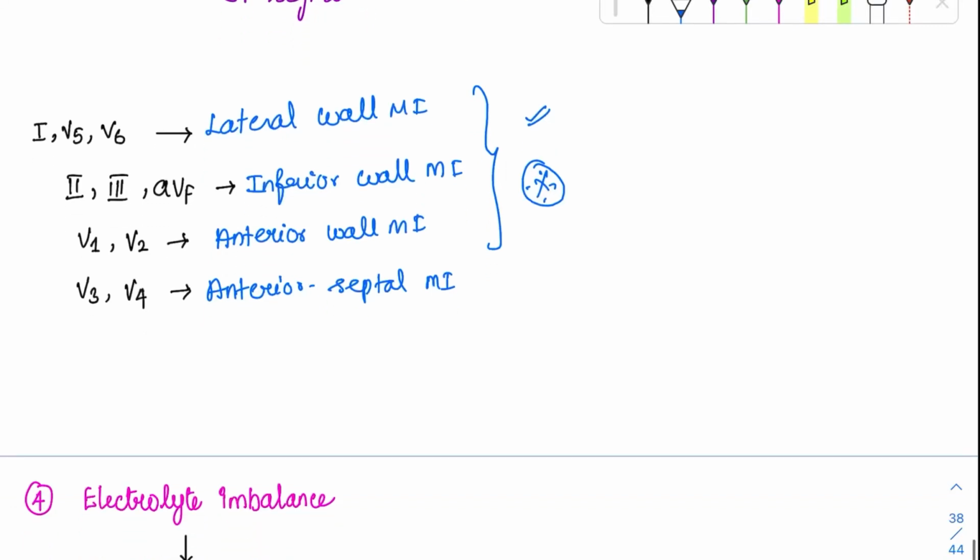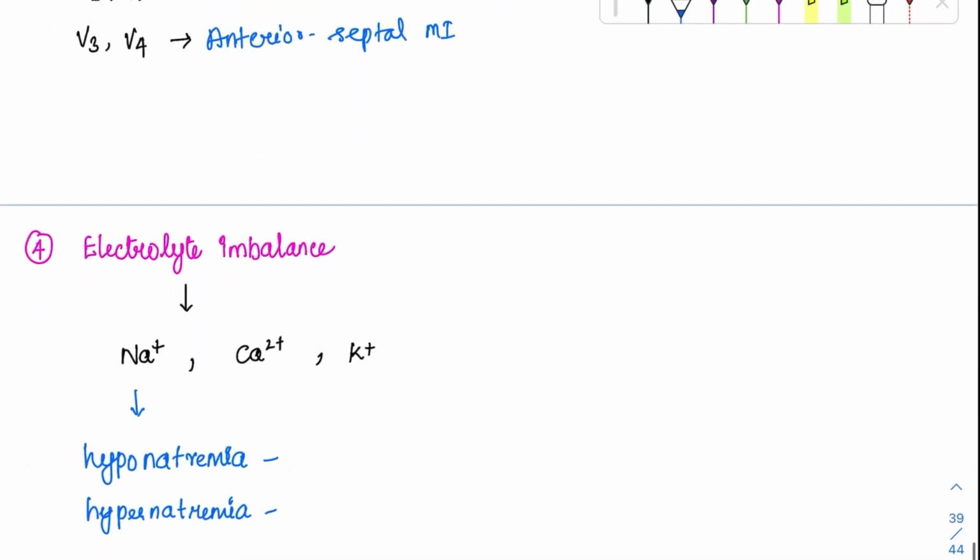Now coming to some of the electrolyte imbalances. What happens to the ECG in some of the electrolyte imbalances? We are going to primarily concentrate on sodium, calcium and potassium. Out of these, the most important electrolyte is potassium, because this is the one which can influence the RMP a lot. In the RMP chapter itself we saw that this is the one contributing to the RMP, and any change in potassium will definitely affect the electrical activities.